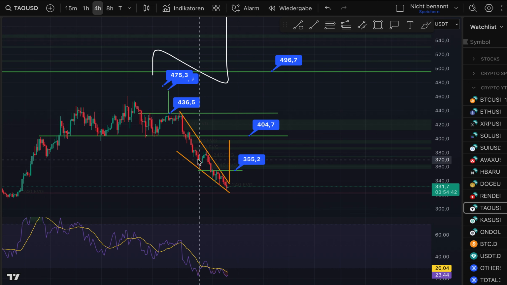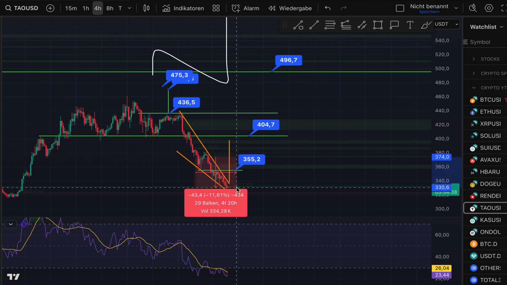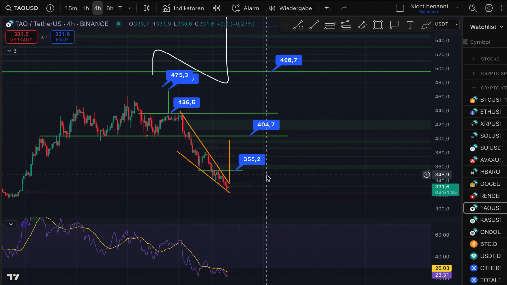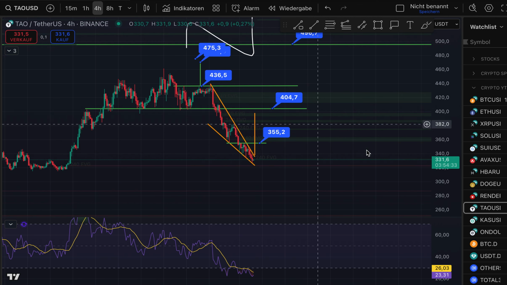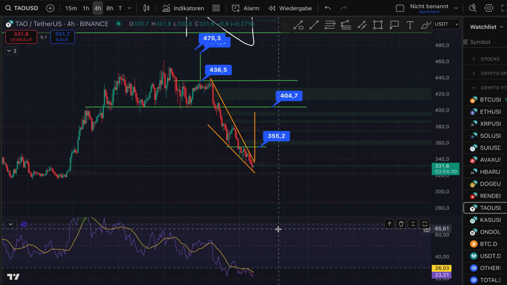This was, I think, right here. So 30th July 2 a.m. at my time, we sold off 11%. It's a bit more than I expected. But still, we don't have any kind of bullish divergence at the moment.